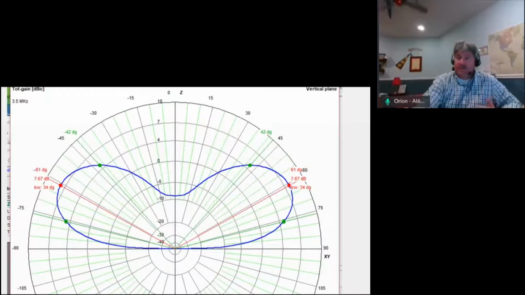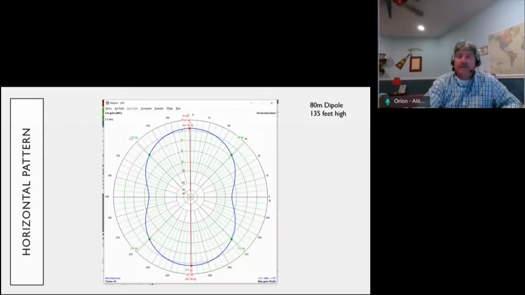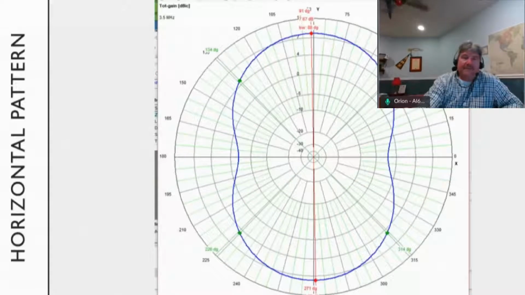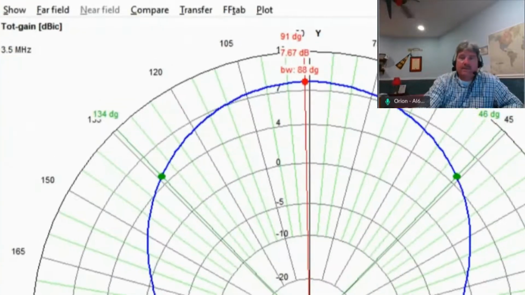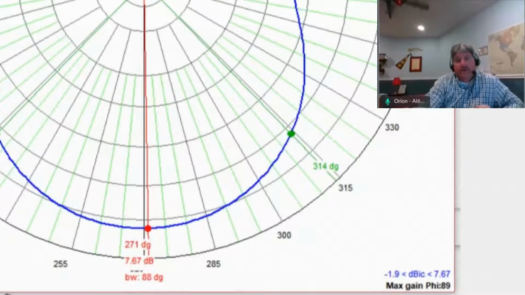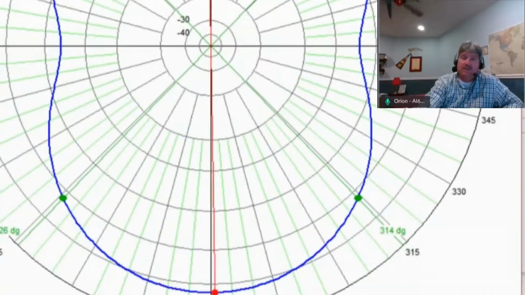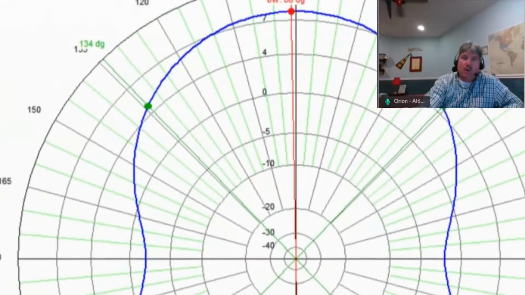Well, there's two planes. There's vertical and horizontal. Let's take a look at the horizontal plane. Here we have the same antenna, an 80 meter dipole at 135 feet. And we can see here we have again the maximum gain at 7.67, and it goes to a minimum of only minus 1.9. So not a whole lot of attenuation. It's still good, but not a whole lot.